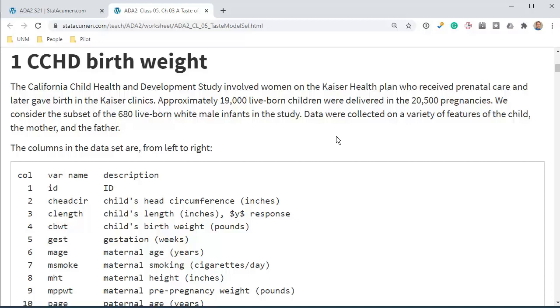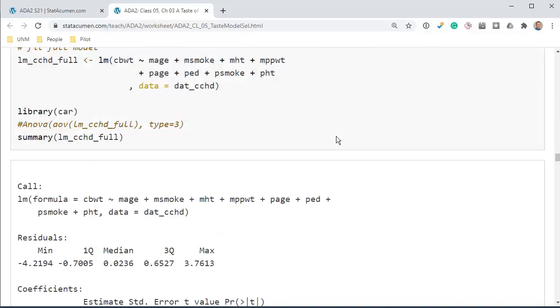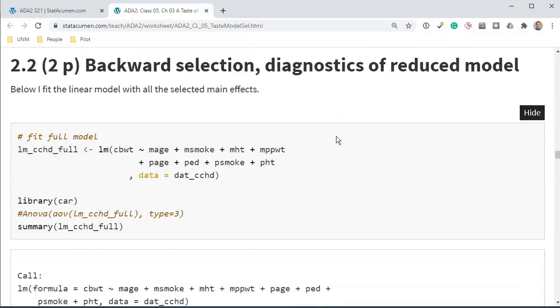Anyway, so that is the full assignment. I hope you have a good time with this. This backward selection process is something we're going to see over and over again. This is just an introduction to it, and we'll go into much more detail in a few weeks in this semester. All right, see you next time.